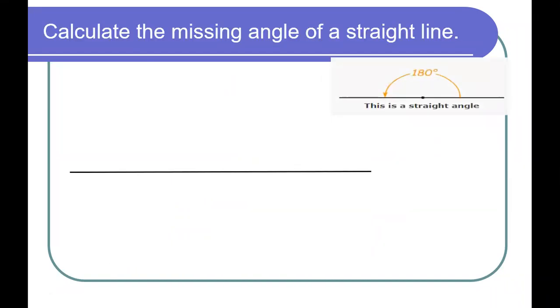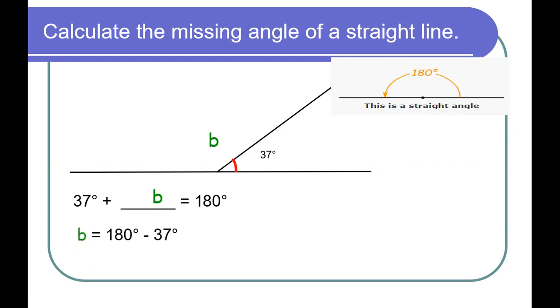Now, another example here. What will be angle B if the other angle equals 37 degrees? So again, the same thing, you are going to write 37 plus angle B equals 180 degrees. Then you take 180 degrees minus 37 degrees. You can subtract it this way: 180 degrees minus 37 is 143. So B is equal to 143 degrees.